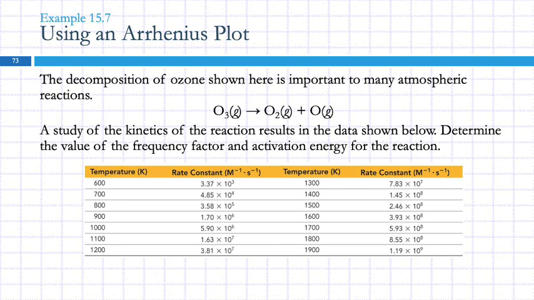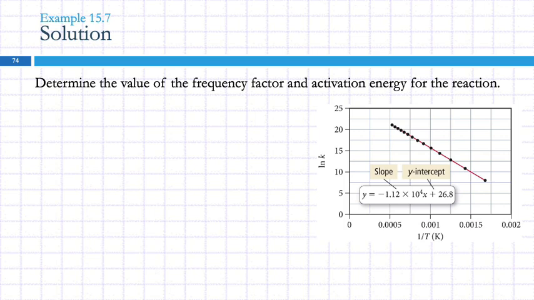Based on the units of the rate constant is the only way we could tell. Second, yeah. So we've got these numbers in our spreadsheet, and we calculate 1 over the temperature. We calculate the natural log of the rate constants. We put it in a graph, and it looks like this. So find the value of the frequency factor and the activation energy for the reaction.